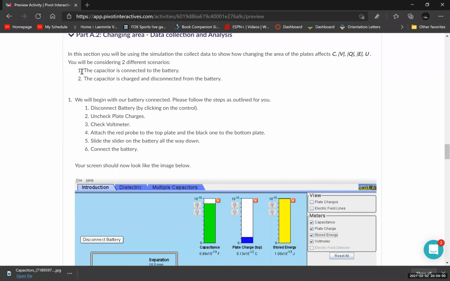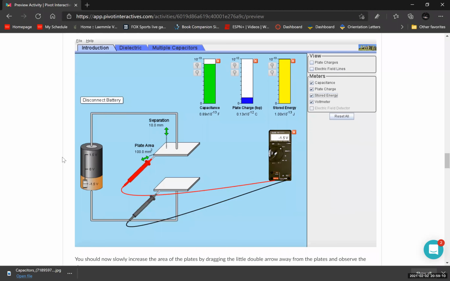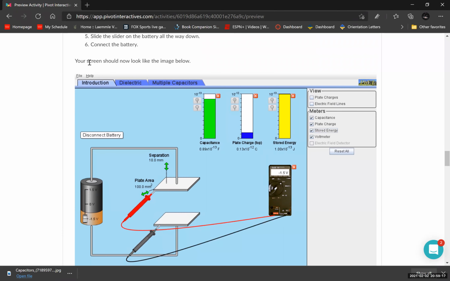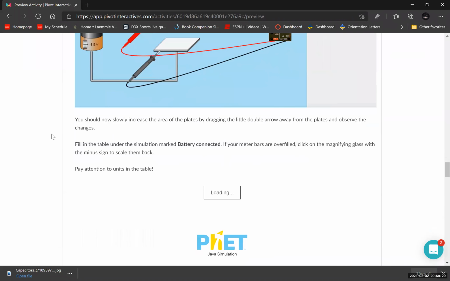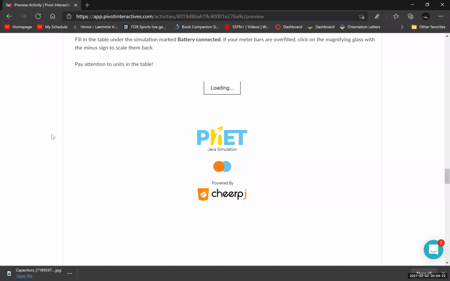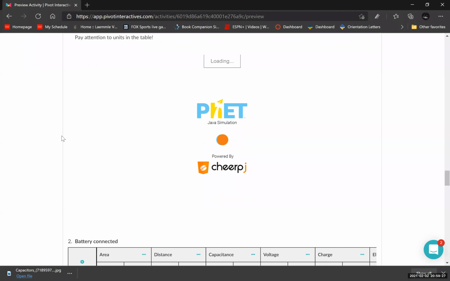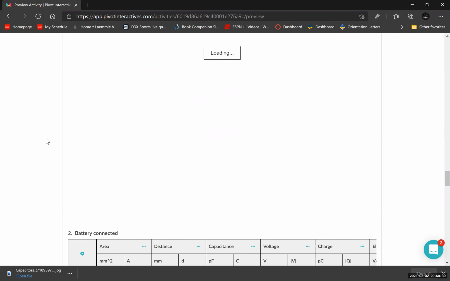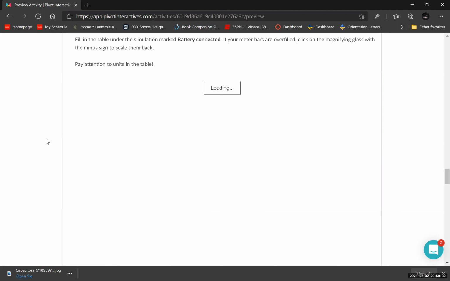That means we have two different scenarios. First, the capacitor connected to the battery, where we will charge it. And then the capacitor is charged and then disconnected from the battery. This shows you what you need to do in order to connect it to the battery. This is what the screen should look like. Then here's our simulation, where you will be able to load it. It takes a little bit, maybe half a minute or so, but it will load.